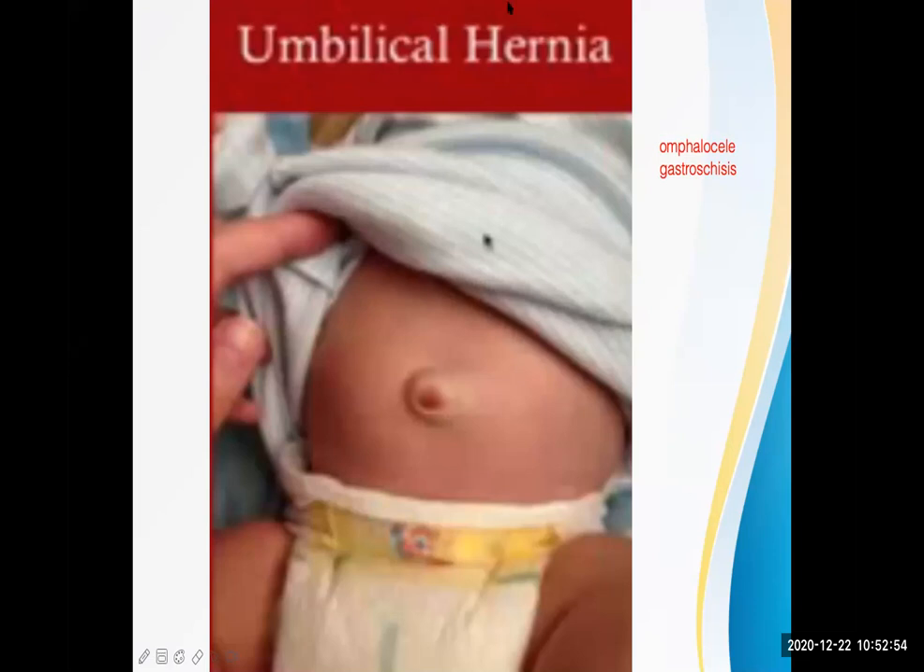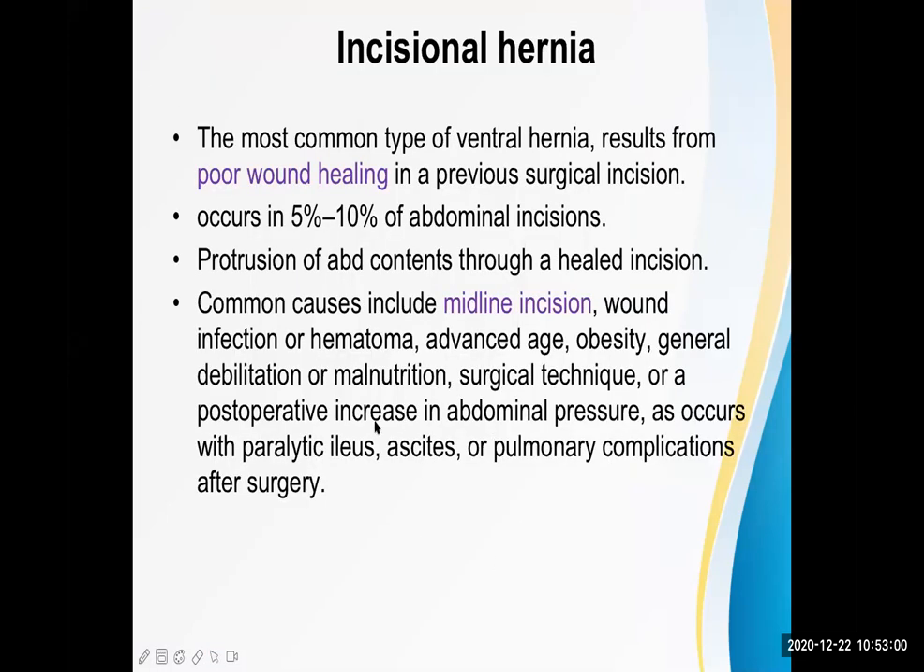Let's move on. Now, please mute yourself. Another type of hernia we are going to talk about is called incisional hernia. Let me elaborate on this. This is the most common type of ventral hernia. Ventral hernia means it is coming from the ventral aspect of the abdominal wall, which results from poor wound healing in a previous surgical incision.